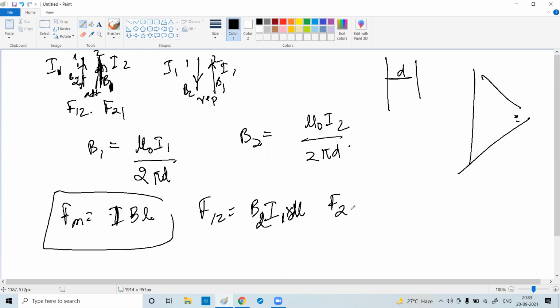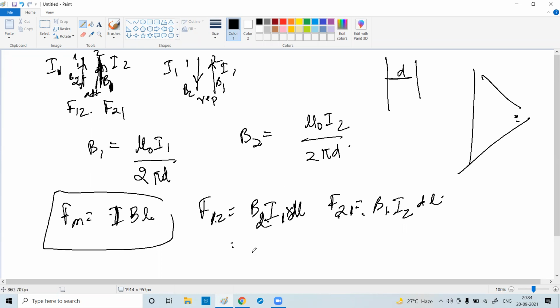So similarly, force F21 will be what? B1 into I2 into dL. Agree with me? The force on 1 is because of what? So remember like this: 12, 21, 21, 12. Force on the wire is because of the magnetic field B1, B2. Understood? So F12 is B2.